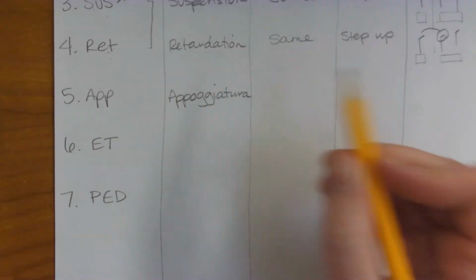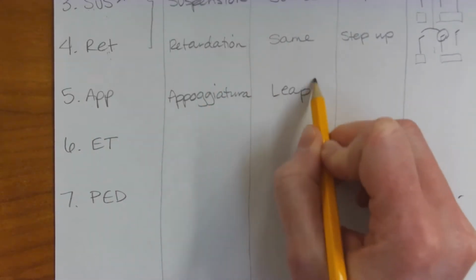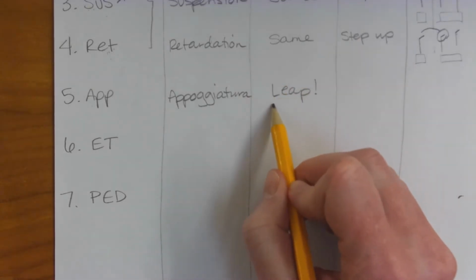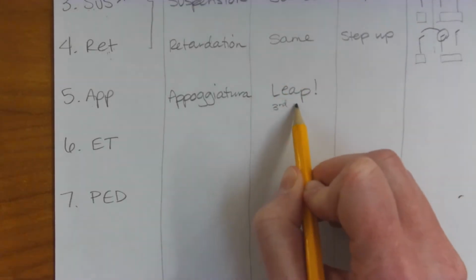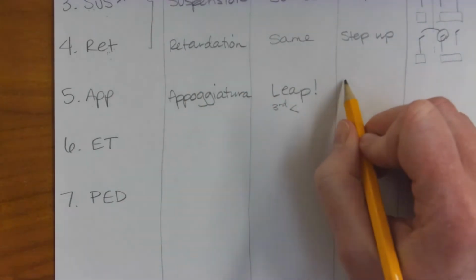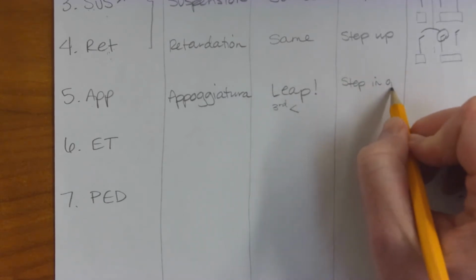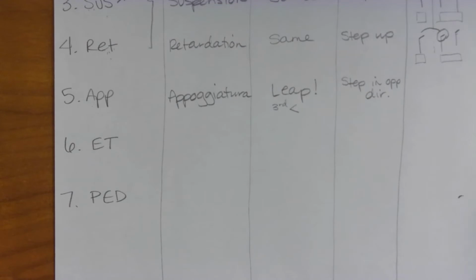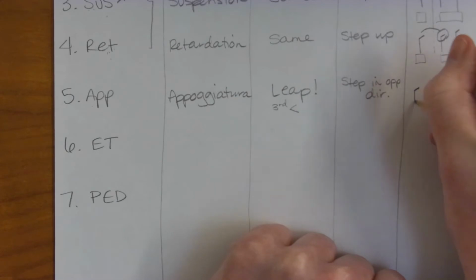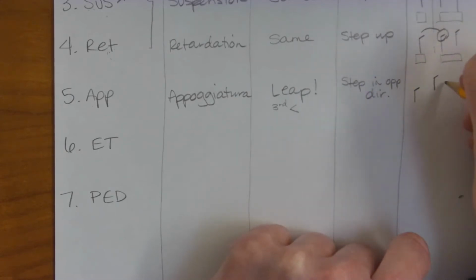So appoggiaturas are approached by leap. So that's the first one we found so far that's approached by a leap. Now a leap is anything bigger than a step. So if a step is a second, this is a third or larger. It's approached by leap, and then it's resolved by step in the opposite direction. That does mean you can go either direction with your leap, as long as you go the opposite direction next. Most of the time, you are going to see leap up, step down.